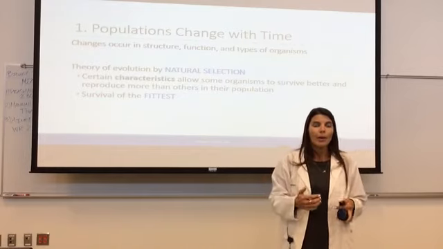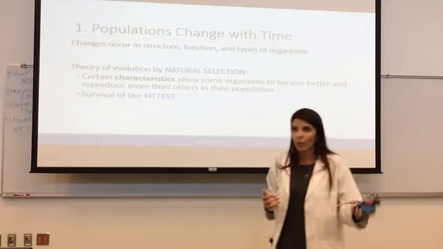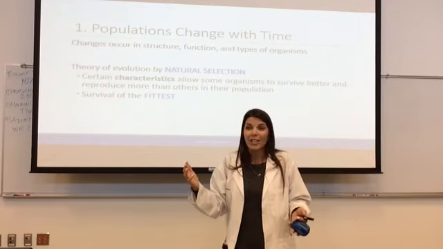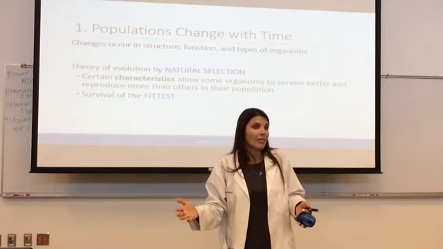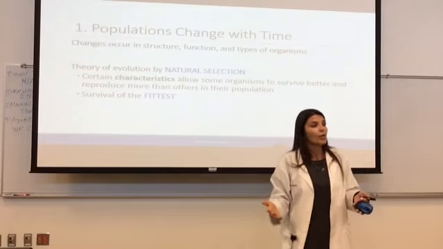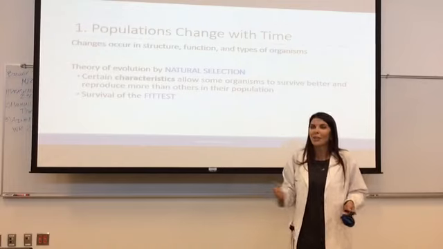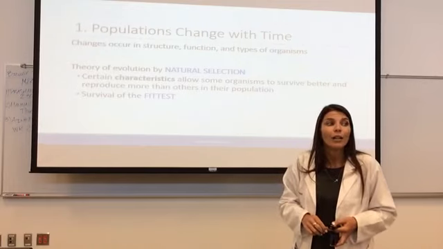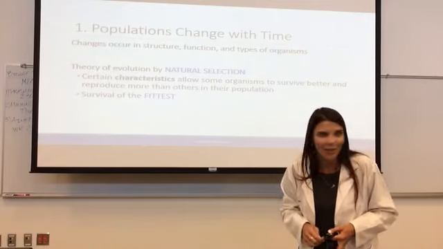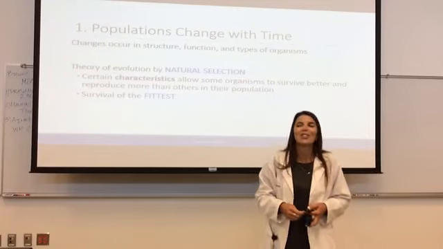We just kind of rename them. For natural selection, you are either selected for or you're selected against. If you are selected for, you survive long enough to reproduce. If you are selected against, you don't.